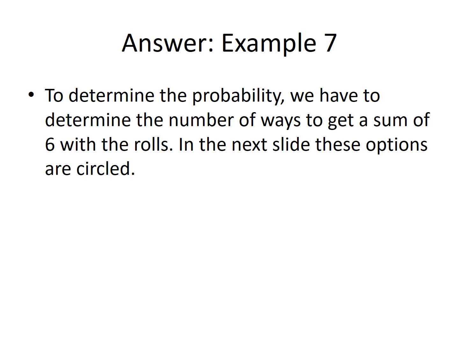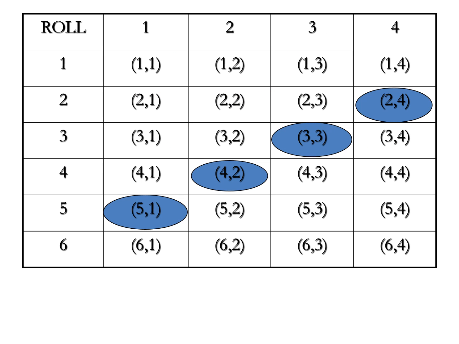So to determine the probability, we have to determine the number of ways to get a sum of 6 with the rolls. In the next slide, these options are circled. So here we have 5 and 1, 4 and 2, 3 and 3, and 2 and 4. These are all the possible rolls that will sum up to 6.